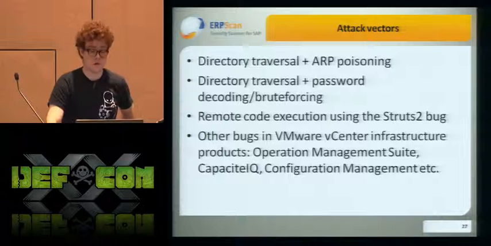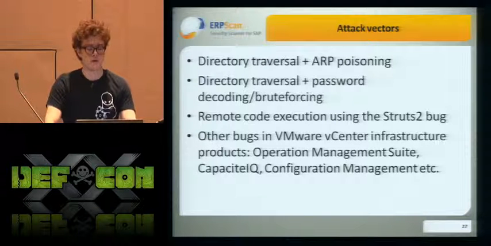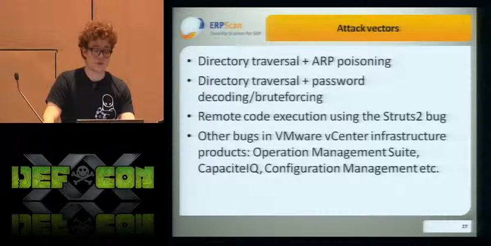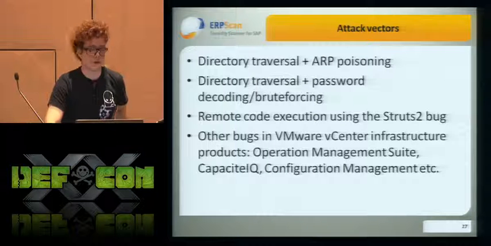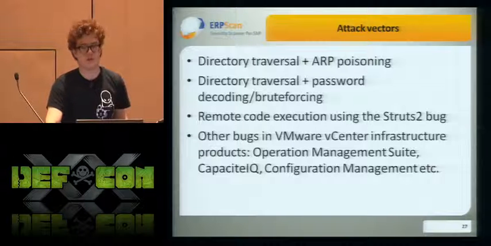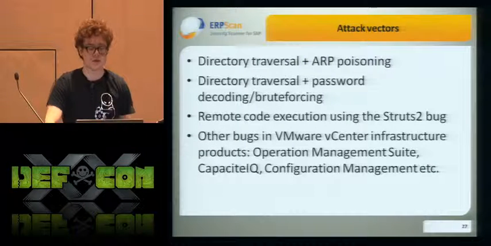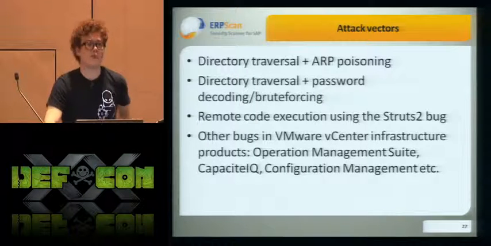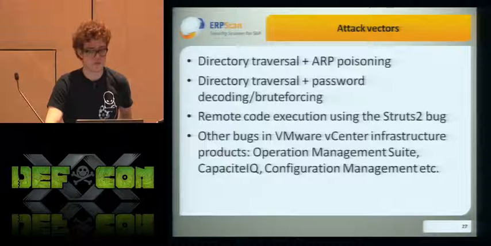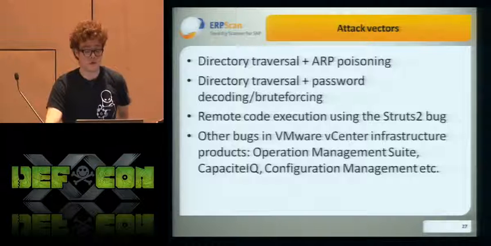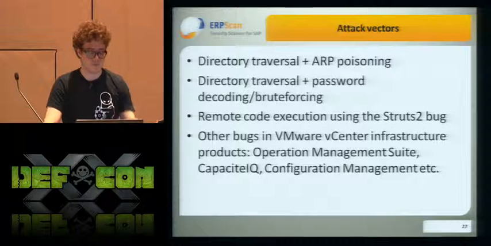So there are four vectors to attack vCenter. We found directory traversal and ARP poisoning, directory traversal and password decoding with brute forcing, and remote code execution using the Struts bug. Also, around vCenter there are a lot of infrastructure products, like Operations Management Suite, Capacity IQ, Configuration Manager. They all have some sort of credentials for vCenter. So there may be other vulnerabilities in the system.